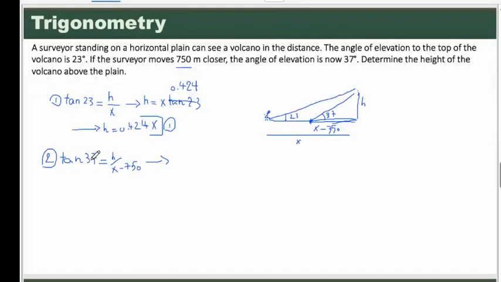If I get tangent of 37 and calculate it with a calculator, that gives me 0.754. I use cross multiplication, so I will have h equals 0.754 times x minus, now multiply 750 times 0.754, which is 565.5. It's my step 2.